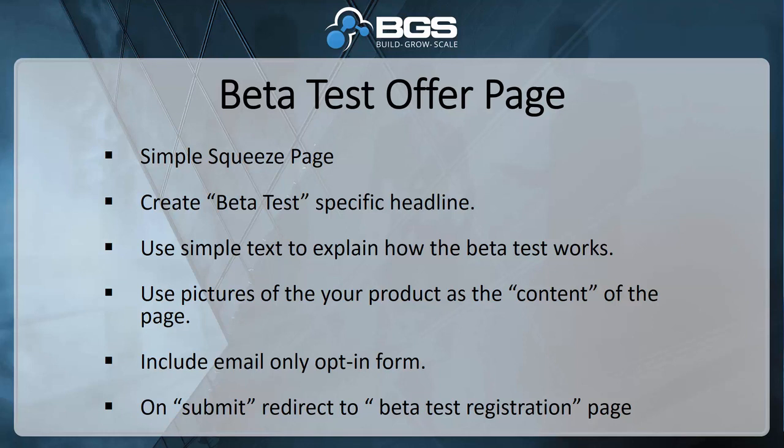You want to use pictures of the product as the content, okay? I also like to include the retail price so they can see how big of a discount they're getting and that it is a retail product. Then include an email-only opt-in form, and then on submit, when they click the button to enter their email address, redirect them straight to the beta test registration page. That is actually the thank you page, okay? So they enter their email address, they click the button, and you take them to the beta test registration page, okay?